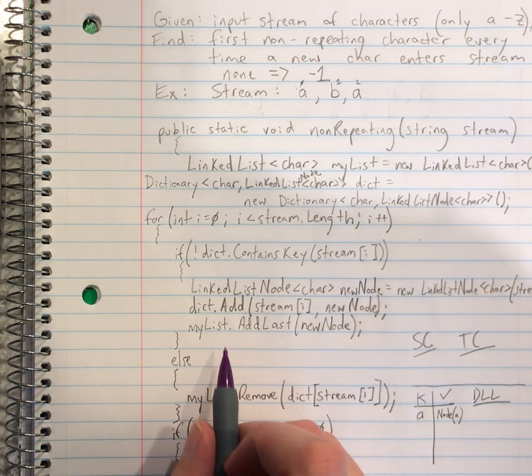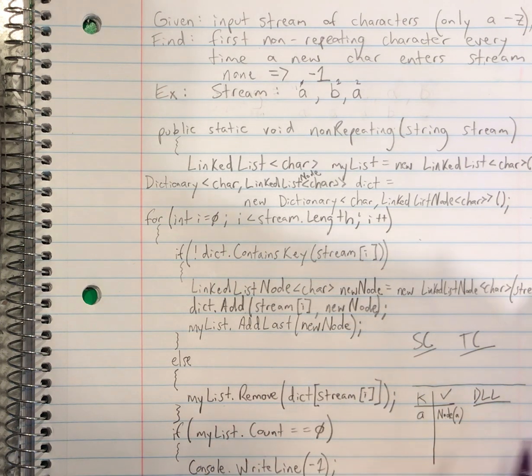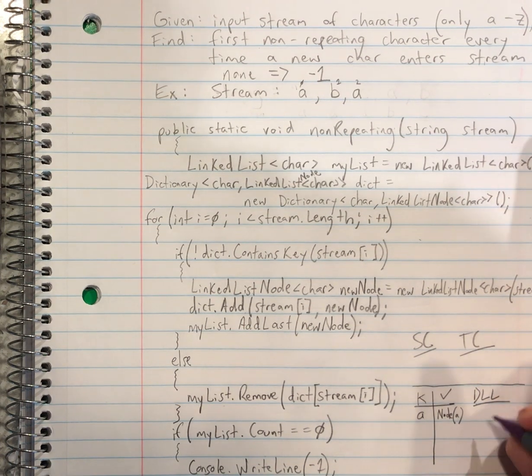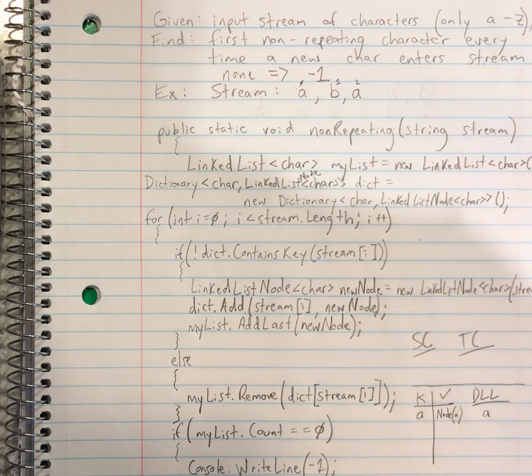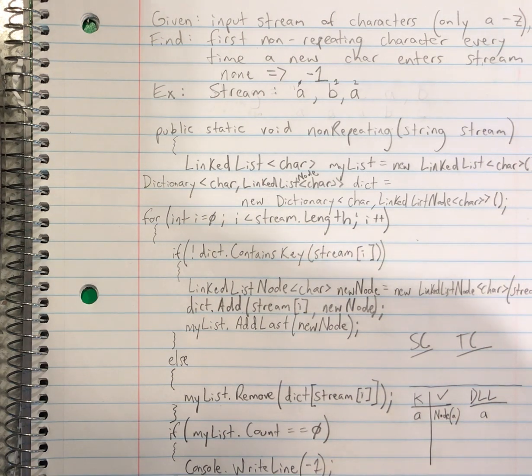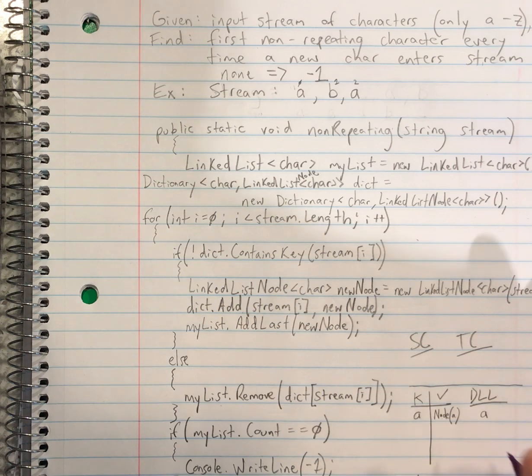And then mylist.addLast of new node, so the last element, we add that at the end, which is, right now, the end is the beginning because there's nothing in there. So we add A here. And if mylist.count is 0, no it's not, else console.writeLine mylist.first.value. That would be A. And let's have a, can you see that? Yeah, you can. Okay, console.